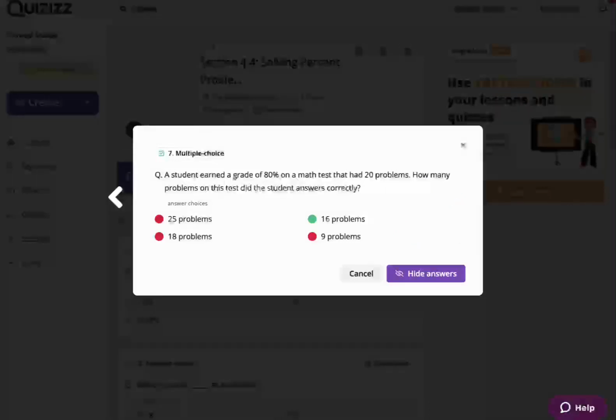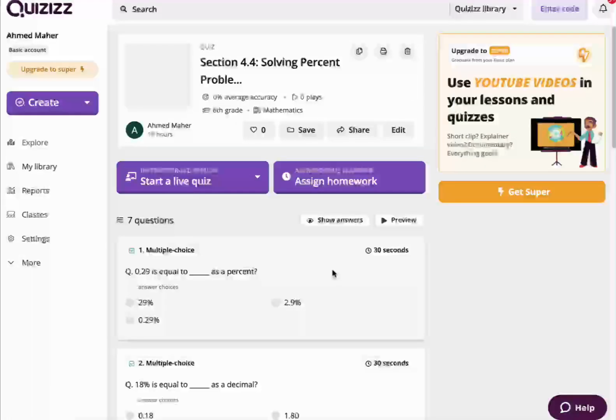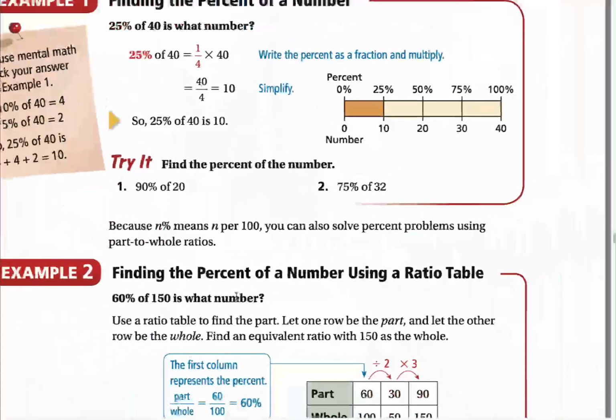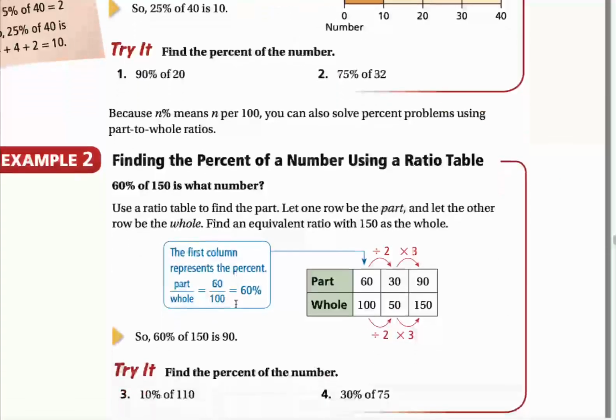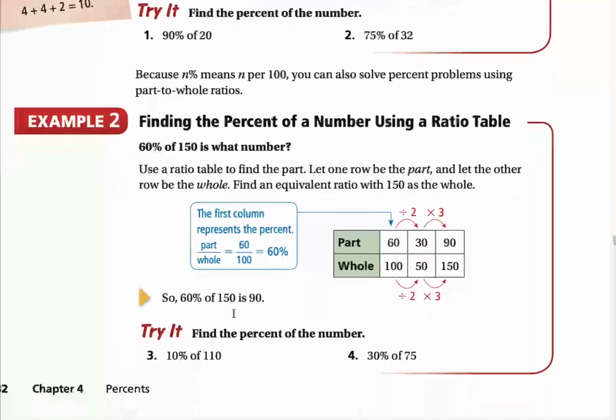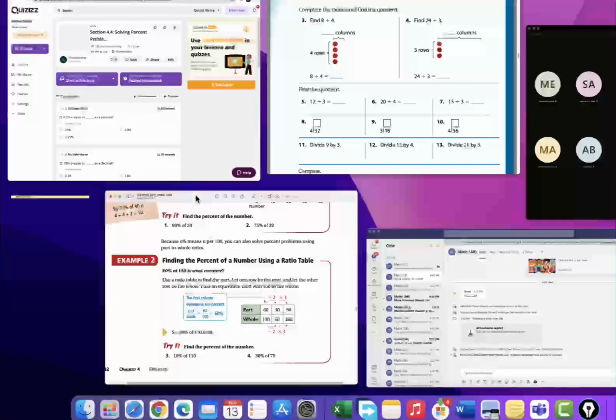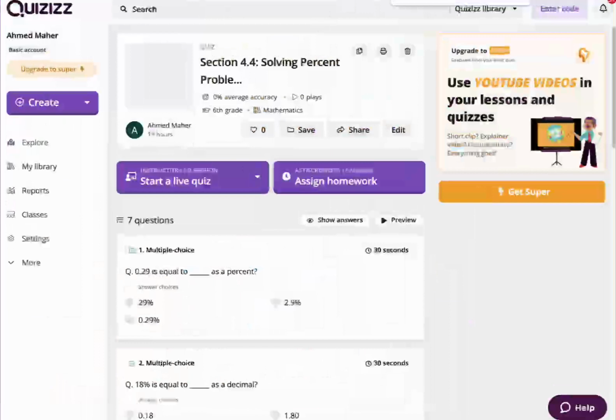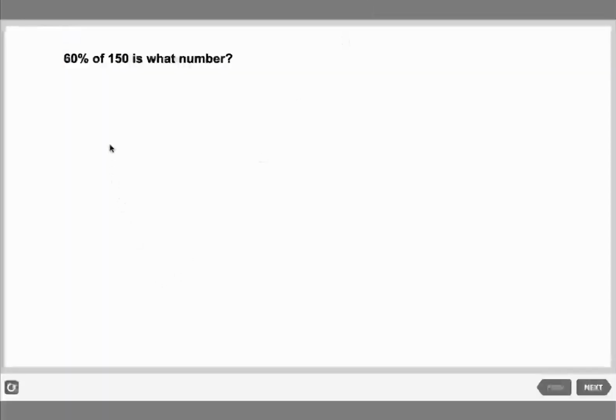Okay, now let's go back to the book. And here in example 2, we have another way to solve the same problems. And this time we will use the ratio table. Okay, let's see it in this example. 60% of 150 is what number? To do it, we can do it as we did before. You can rewrite 60% as 60 over 100 or 6 over 10.